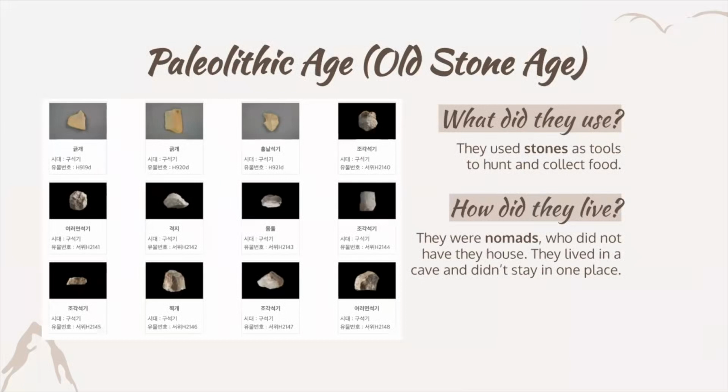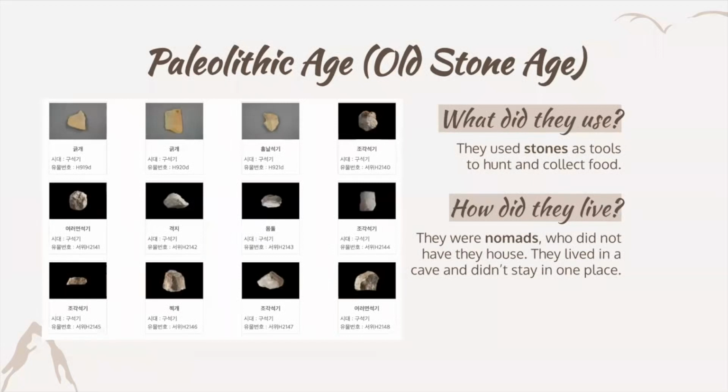In the Old Stone Age, they used stones as tools to hunt and collect food. These are the different stones that they used. Their shapes are different, and the ways the people used them are also different.